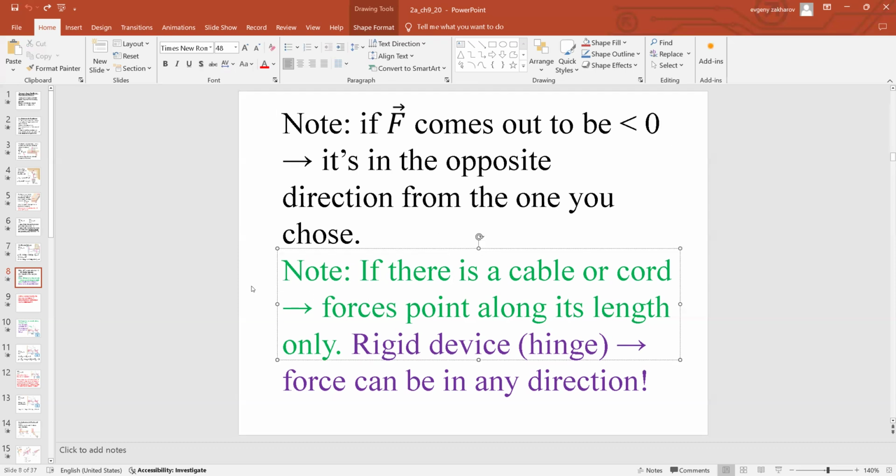So you have two major things to remember. If there is a cable or a cord or a string, then tension is always along the cable, the cord, or the string. There's no way for a tension to be pointing in any other direction. It's always along the cord, along the string, along the cable.